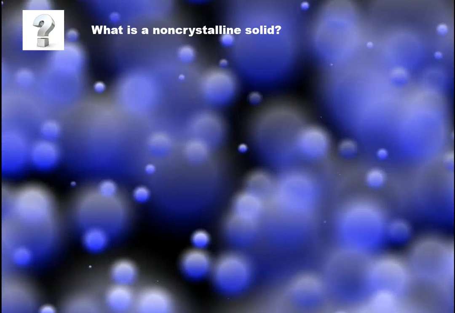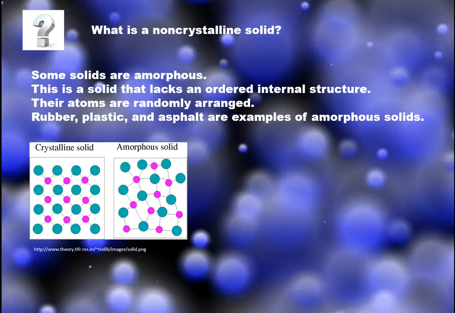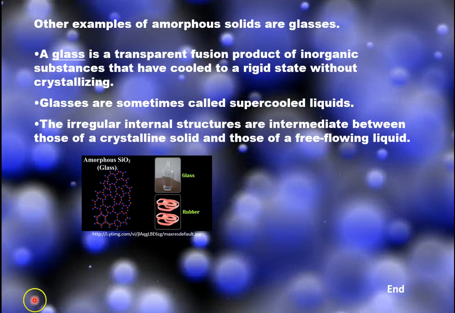So what is a non-crystalline solid? You can have solids that don't really take on a crystalline shape. These are called amorphous solids. Now here's the structure of a crystalline solid, and you can see it's pretty orderly. In an amorphous solid, however, it really doesn't have an ordered internal structure. So things like rubber, plastic, asphalt, those are all different kinds of amorphous solids. Another kind of amorphous solid also is glasses.